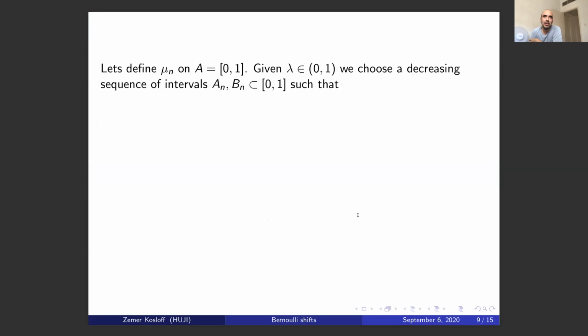So let me show you the definition of this product measure, which is remarkably simple. Let's do it on the interval 0, 1. Given a lambda, we just choose two decreasing sequences of intervals, a_n and b_n, which are pairwise disjoint, satisfying the following condition: for every integer n, the Lebesgue measure of a_n is 1 over lambda times the Lebesgue measure of b_n. And then you have to specify what you want it to be asymptotically like. We chose 1 over n log n, and that comes when one wants to prove that the shift that we construct is conservative. So that's the reason we chose this sequence.